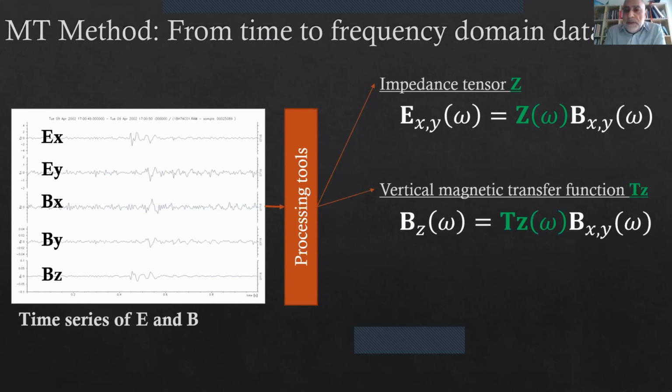The other data type that can be obtained from these five electric and magnetic components is the so-called vertical magnetic transfer function, or tipper, or Tz. This is nothing else than relating the vertical component of the magnetic field to the two horizontal magnetic components. Usually we call it the tipper, and the name comes because this ratio shows how much the vertical component is tipped in the vertical direction, and this is why the name tipper.